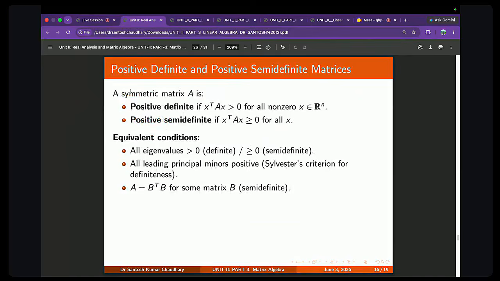So what is a positive definite matrix? What is the definition of positive definite, and what is the definition of positive semi-definite? A matrix A is positive definite if and only if X transpose AX is positive for all non-zero X, and it is positive semi-definite if and only if X transpose AX is greater than or equal to 0 for all X.